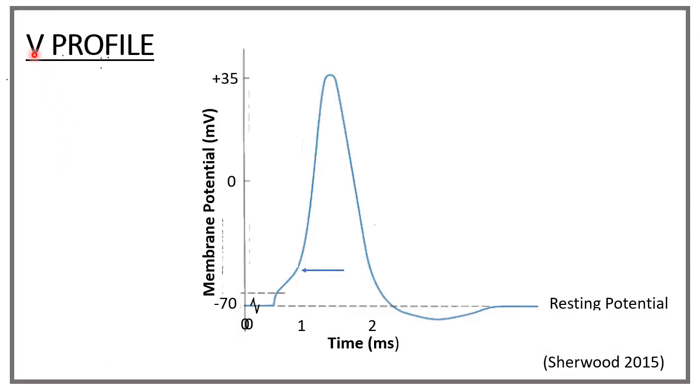This slide shows us the voltage profile of an action potential. We're looking at membrane potential in millivolts as a function of time in milliseconds. More particularly, the inside of the cell relative to the outside of the cell. What do we mean by that?